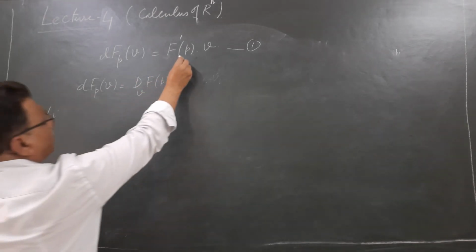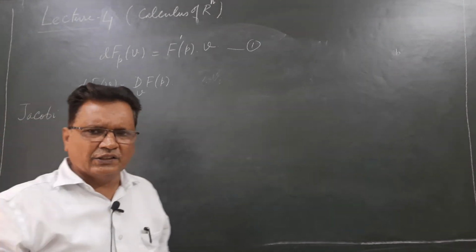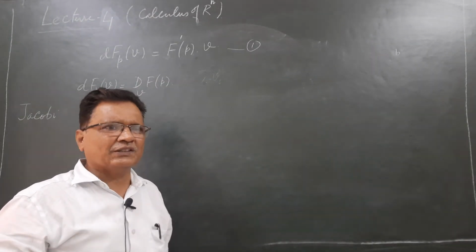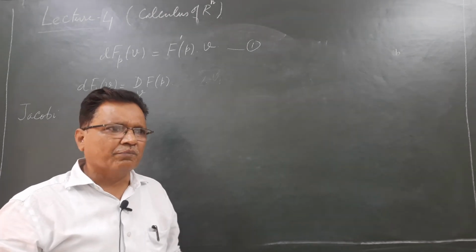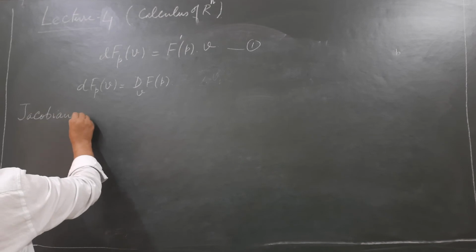We also call this matrix the Jacobian matrix. What we want to do now is to look at the entries of the Jacobian matrix. We will come to know that these entries are nothing but the partial derivatives. So, Jacobian matrix.